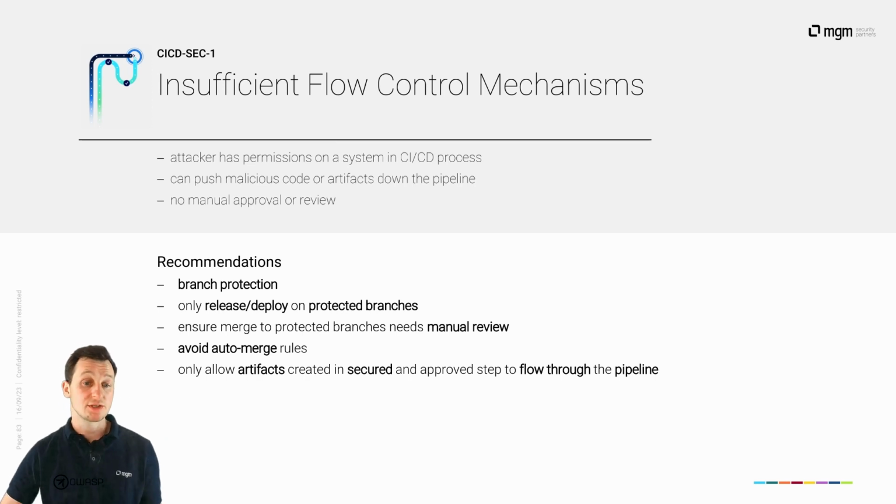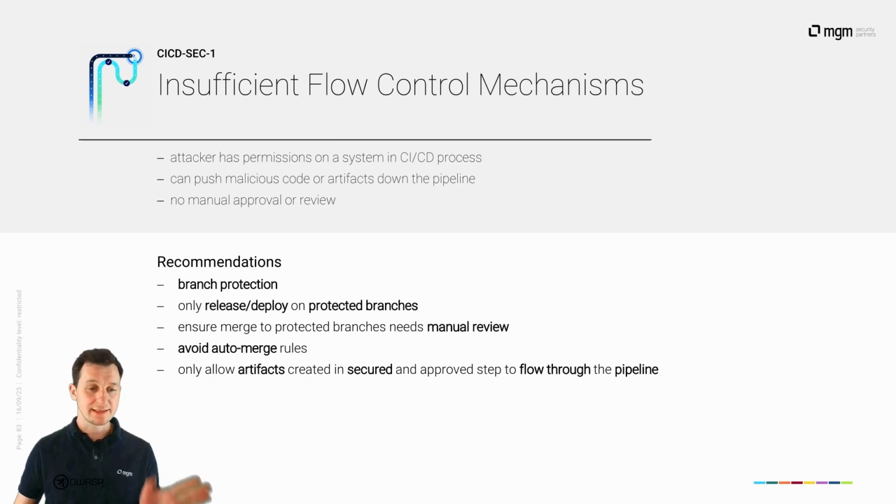The recommendations are to implement branch protection, to only release or deploy on protected branches, and to ensure that you need manual review when you would like to merge to any protected branch. Avoid auto-merge rules, like in this case, where it is built and then directly deployed. So in this case, an auto-deploy rule, just because of some automatic checks, right?